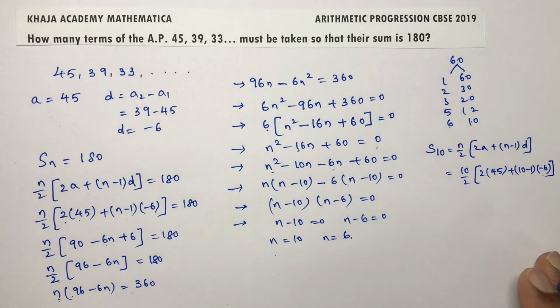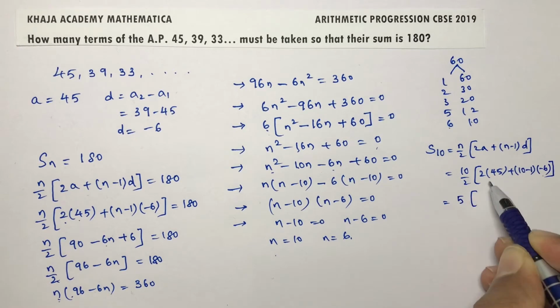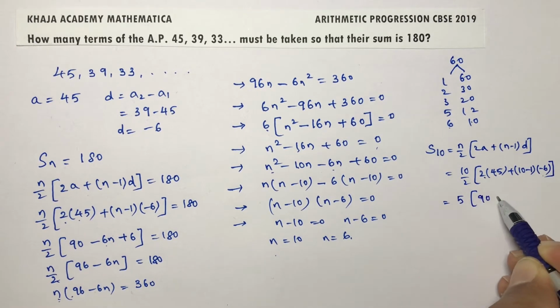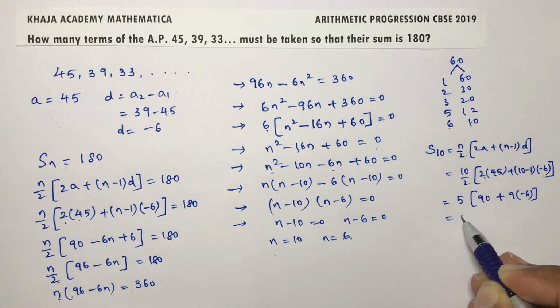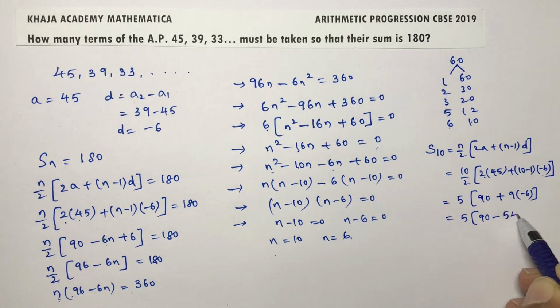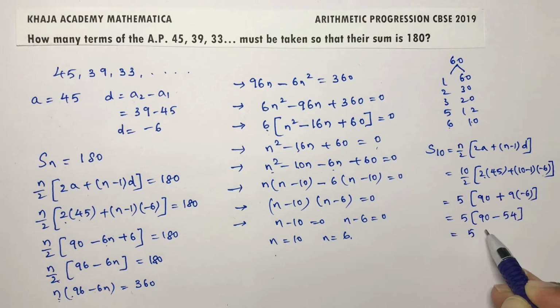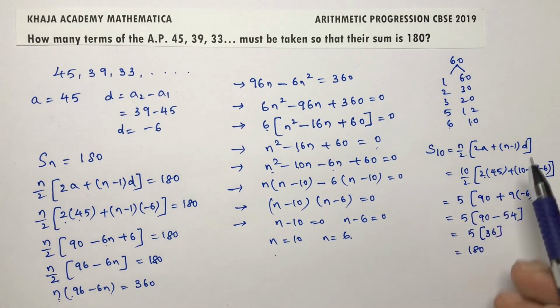Now 10 by 2 is 5, 2 times 45 is 90, 9 into minus 6, so 90 minus 54. So 5 times 36 is 180. So if you take 10 terms, you get the sum as 180.